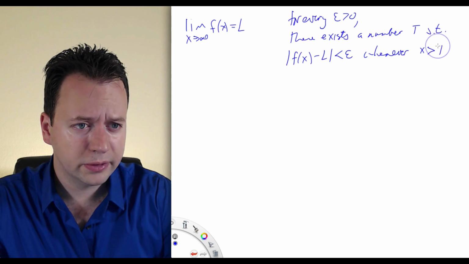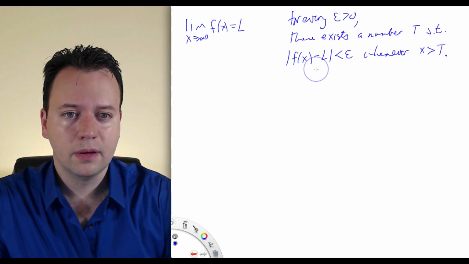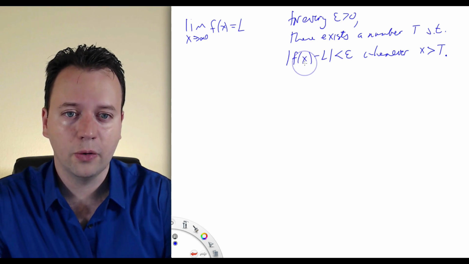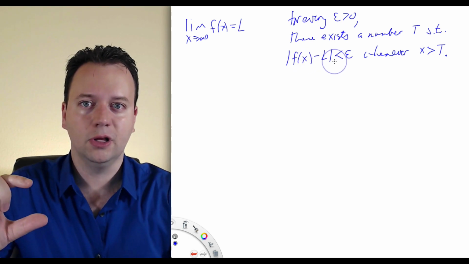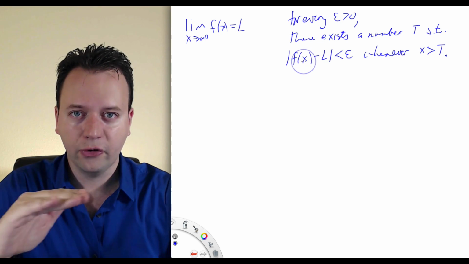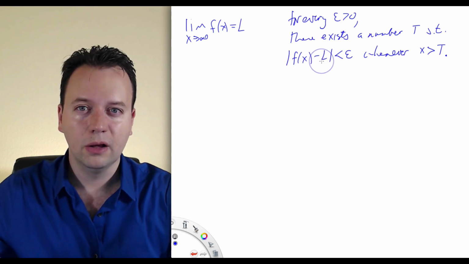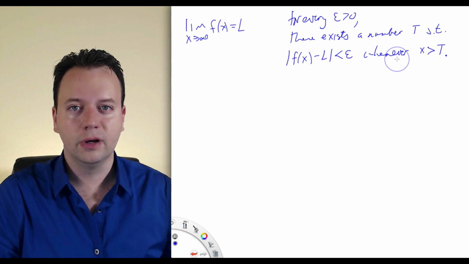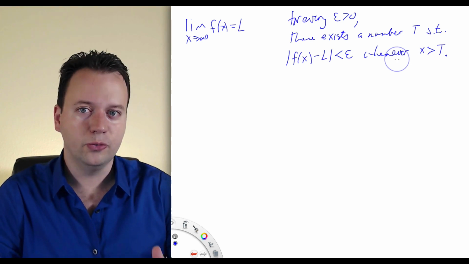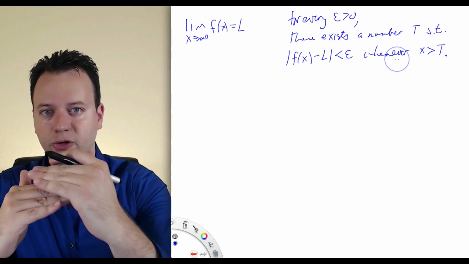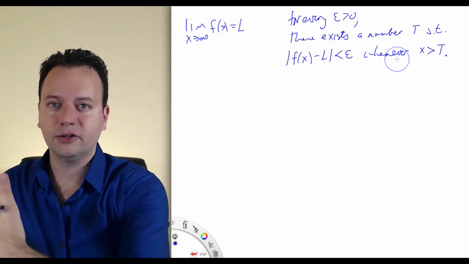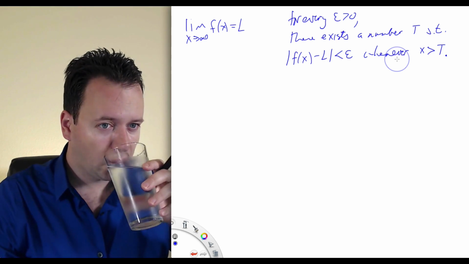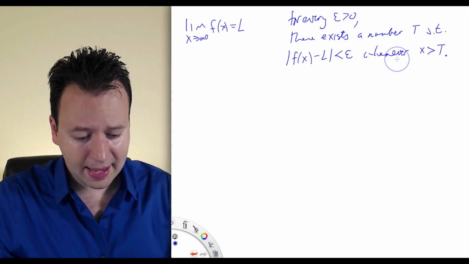So in other words, recall that this means that the outputs of f of x are within a tube of width epsilon centered about the horizontal line y is equal to L whenever x is large enough. So there's always some point of no return for any size epsilon tube such that your outputs will be trapped within that tube for all x larger than that point of no return. So let's see an example of this.